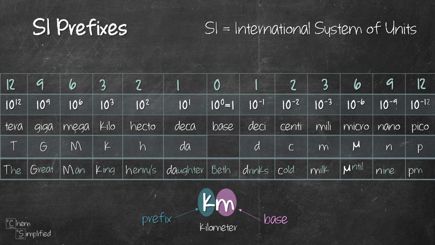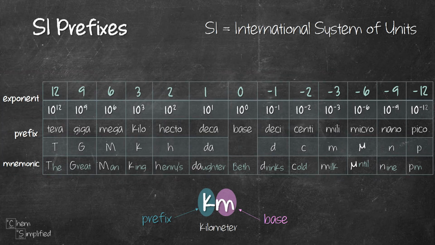The difference between the left side and the right side, on the deci, centi, milli all the way to pico, there's a negative sign in front. So if you remember, the great man King Henry's daughter Bev drinks cold milk until 9 p.m., and then you go from 0, 1, 2, 3, 6, 9, 12. Do that on both sides and then make sure you put in the negative sign for the right hand side, which is deci all the way to pico, and you'll successfully memorize all 12 SI prefixes.